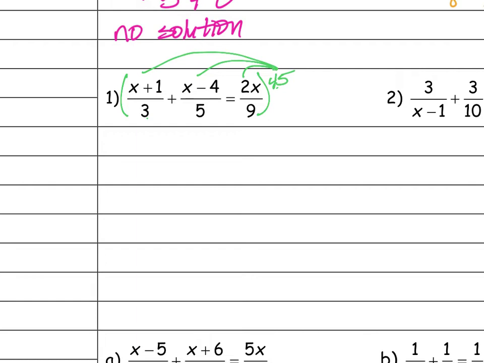So that means I have 15 times x plus 1. I'm just getting rid of the fraction right now. Okay? And how many times does 5 go into 45? 9.